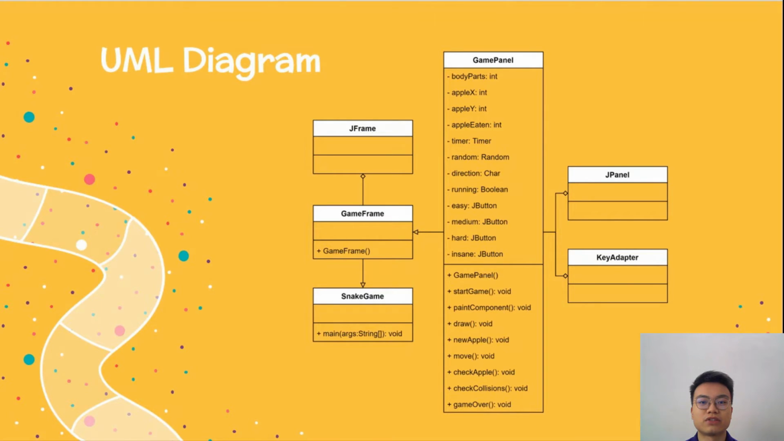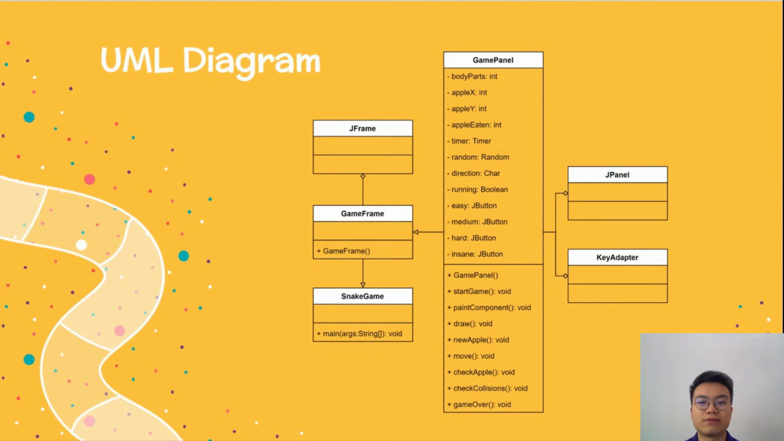As for public variables, we have the game panel constructor for our game main screen, the start game method to initiate start of a game, paint component method, and also draw method from the JPanel class to draw all those string words and graphic objects such as our snake and apple. Next, new apple function to generate new apple, move function for moving the snake, check apple function to add the score upon successful eating of apple, check collision function to check for collision within the wall or the snake's own body, and game over method for the game over screen.